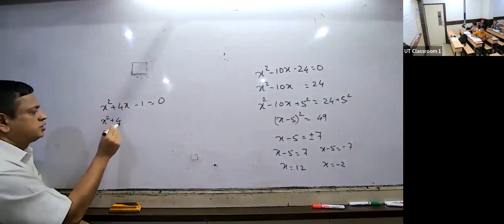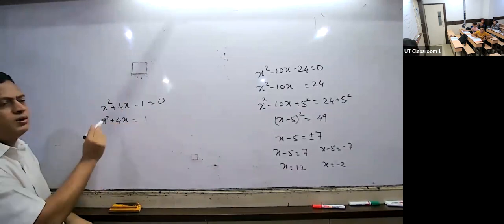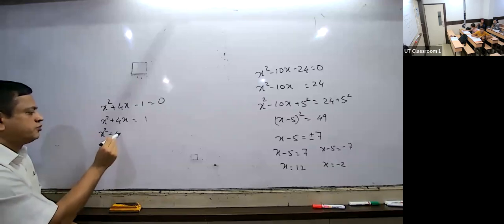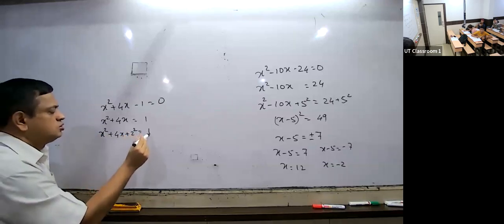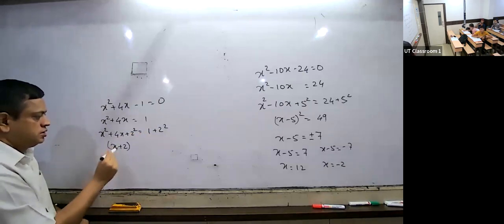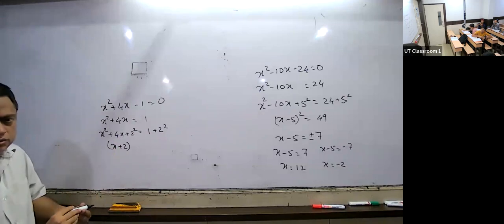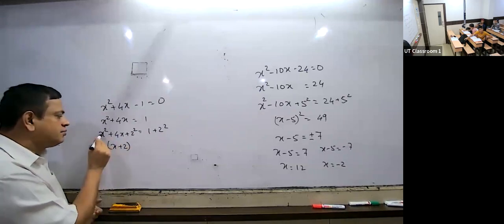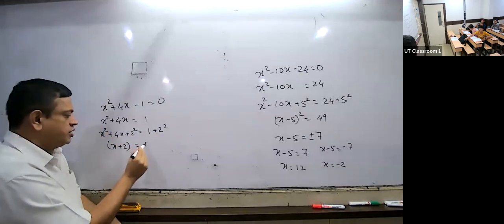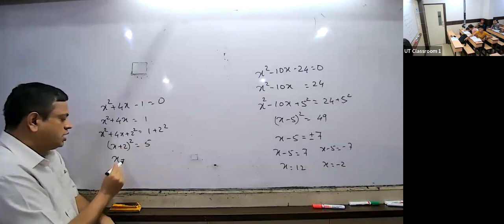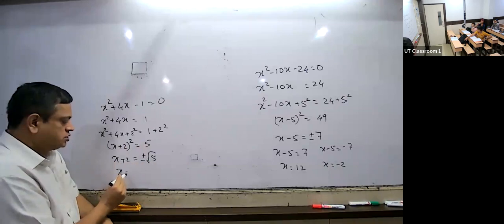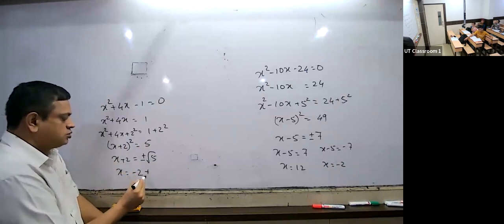x square plus 4x is equal to 1. Check what is the half coefficient of x. 2. Adding 2 square: x square plus 4x plus 2 square is equal to 1 plus 2 square. What is this much? x plus 2 the whole square, from a square plus b square plus 2ab. And 1 plus 2 square is 5. Take the square root: x plus 2 is equal to plus or minus root 5. Therefore, x is equal to minus 2 plus or minus root 5.